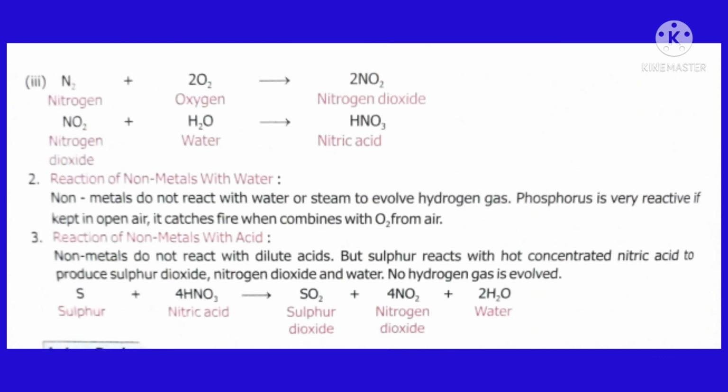The next chemical property is non-metal with acid. Basically, non-metals do not react with acid except a few like sulfur. This sulfur reacts with nitric acid. You will get two types of gases, SO2 gas and NO2 gas, and water. These two gases have acidic property because they form acid on adding water. To the sulfur dioxide, if you add water, you will get sulfurous acid H2SO3. On adding water to NO2 gas, you will get nitric acid HNO3.